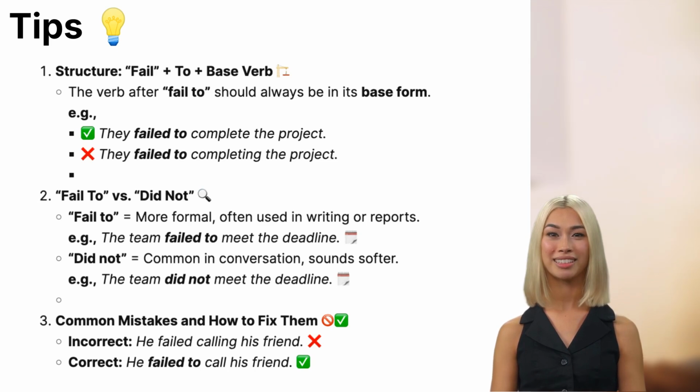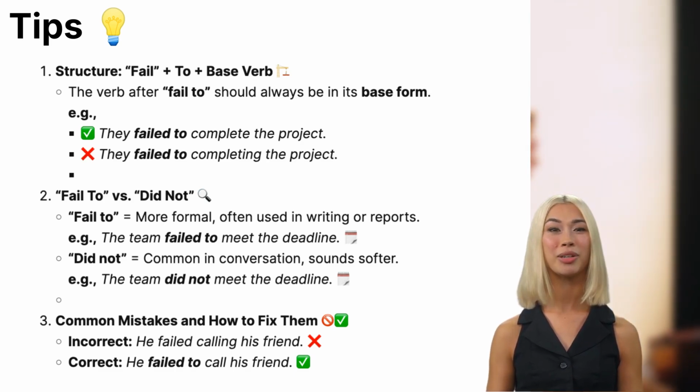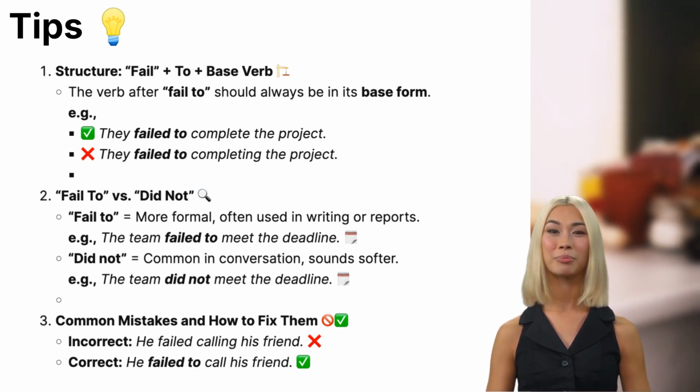3. Common mistakes and how to fix them. Here's a mistake many learners make. Incorrect: "He failed calling his friend." Correct: "He failed to call his friend." So always double check your sentence. After "fail," make sure you have "to" and a base verb.